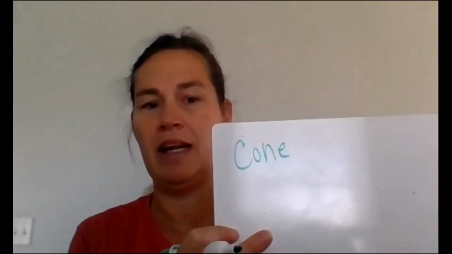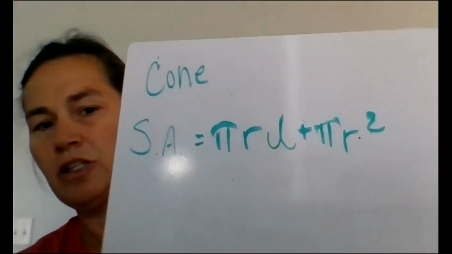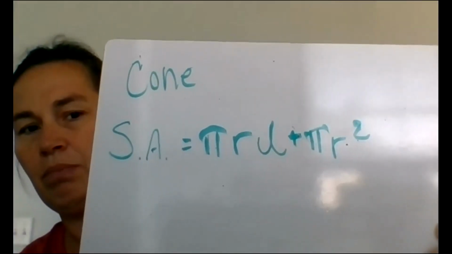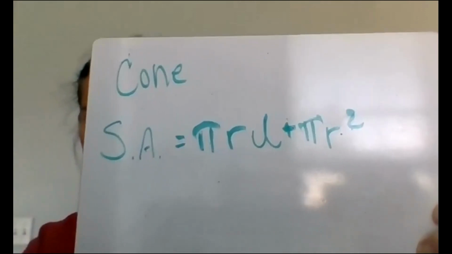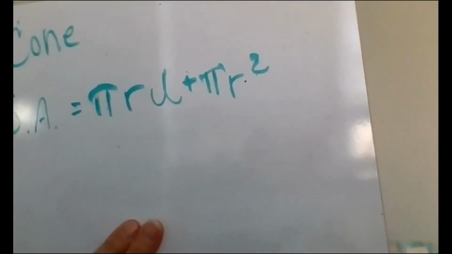Look at that. See, now I have a whiteboard here. So the surface area of a cone, to find the surface area, is pi r L, and that L is actually slant height. So we have pi r L plus pi r squared, and that's the surface area. I'll leave this up for a second.